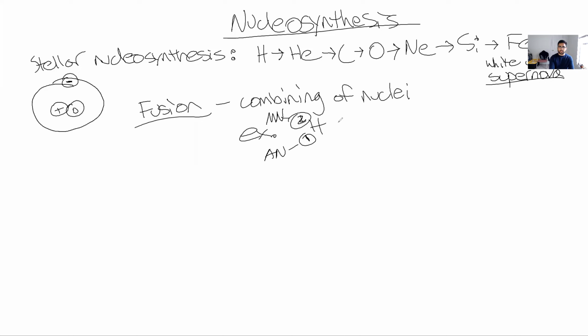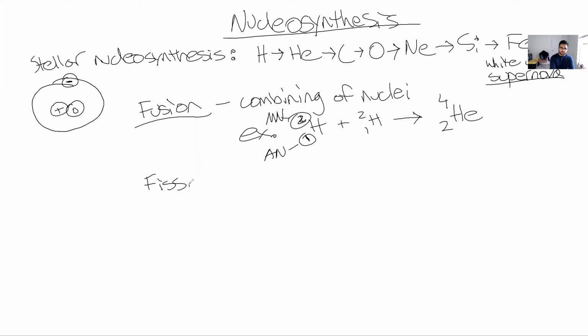So if you fuse two hydrogen nuclei together, what are you going to get? Well, you're going to get a helium nucleus, which looks like this. Oops, that should be 4. So that's an example of fusion.